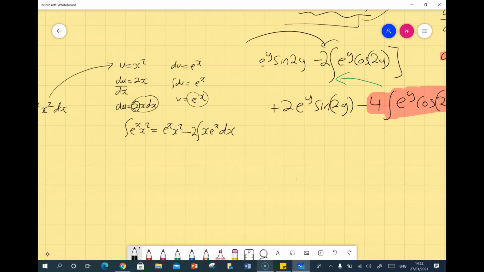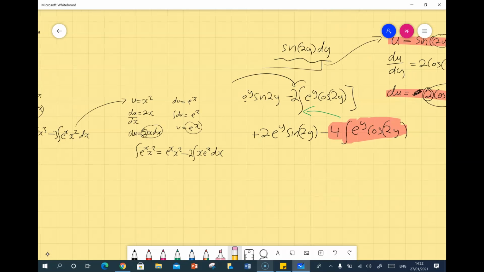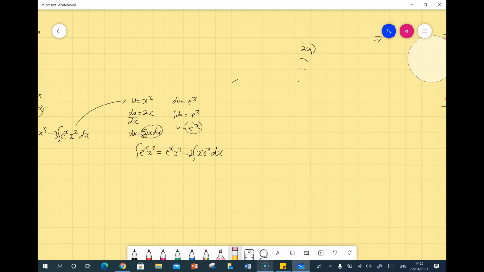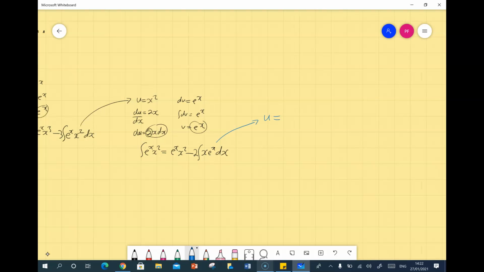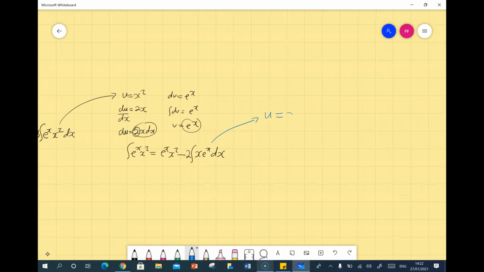And hopefully this is the last time I have to do integration by parts here. Let's clear a bit of space for us. So this part here again has to be done by parts. So u is equal to x, which means du dx is equal to 1, which means du is equal to dx. dv is equal to e to the power of x, so the integral of dv is e to the power of x. That means v is equal to e to the power of x.